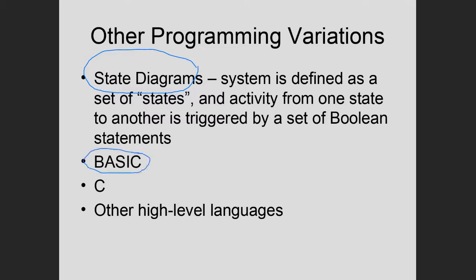Basic programming. I think that stands for Beginners' All-purpose Symbolic Instruction Code. It's a programming language for beginning programmers. C, and a high-level language is any language like you might be used to, like Python or Fortran, any language that uses English words for the instructions.